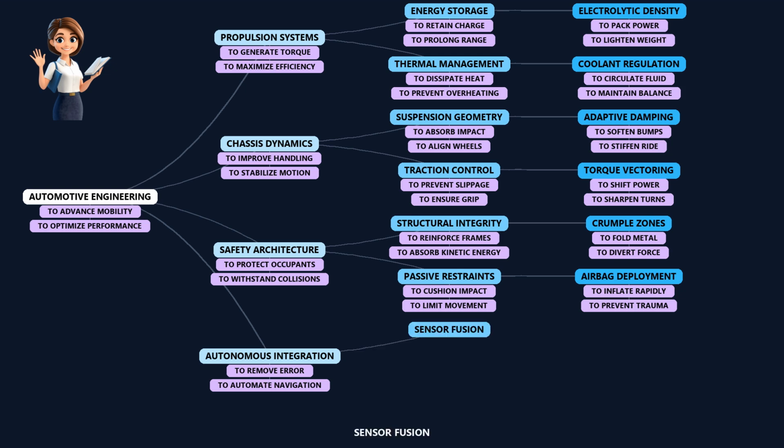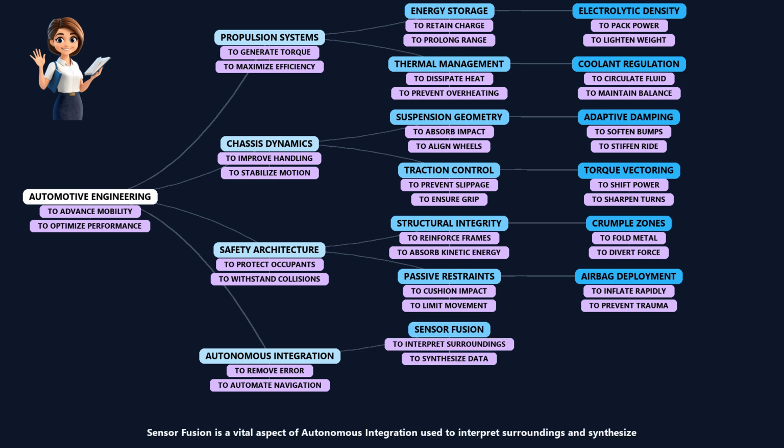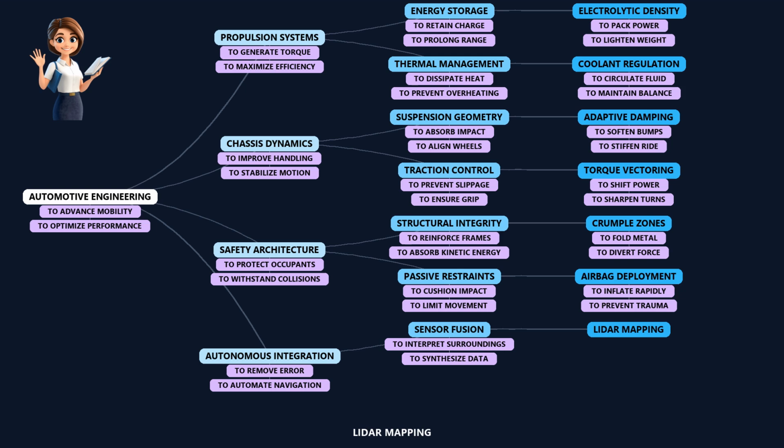Sensor fusion. Sensor fusion is a vital aspect of autonomous integration used to interpret surroundings and synthesize data from many cameras. This means the car looks at everything at once to understand where it is. LiDAR mapping. A key tool for sensor fusion is LiDAR mapping, which works to bounce lasers and detect obstacles in 3D. In short, the car sends out tiny light beams to see exactly how far away every tree and person is.